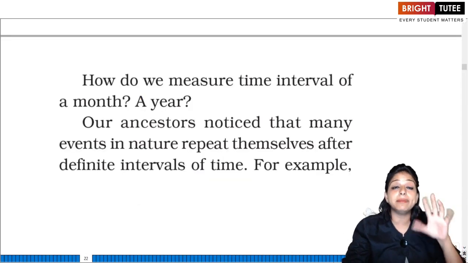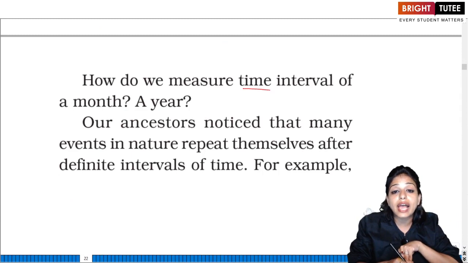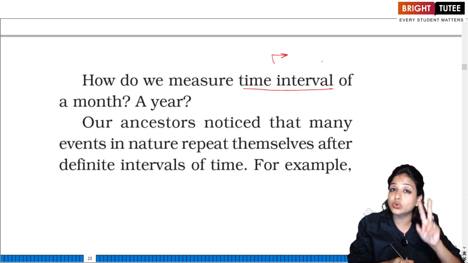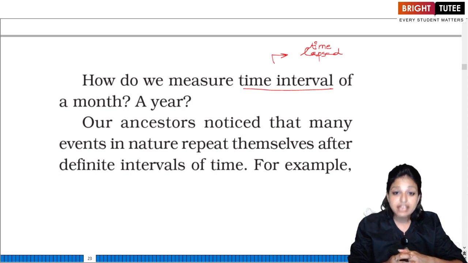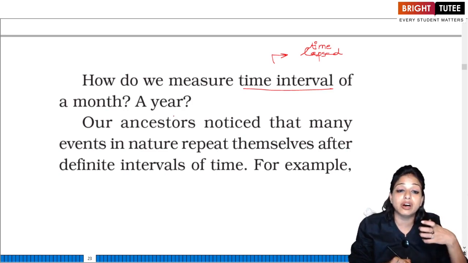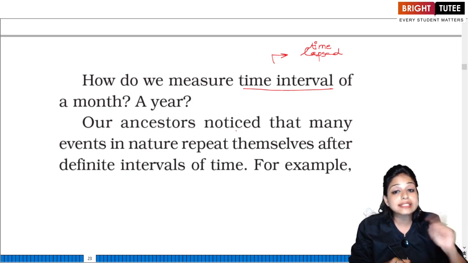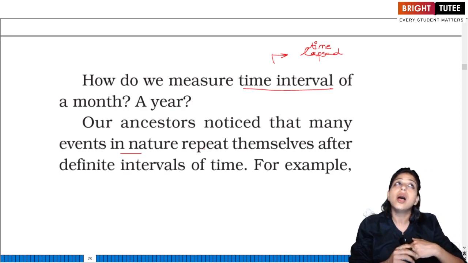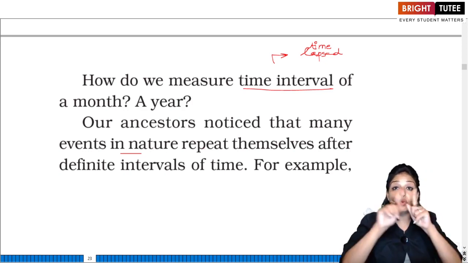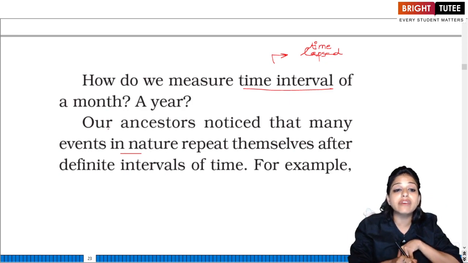Now, to measure the time interval, as I already told, telling time and the time lapse, like how much time has passed, are two different things. So how do we measure the time lapsed? How much time has passed can be measured only when we can tell the speed. So when we talk about the time interval being a year or a month, how do we know? Our ancestors noticed that events in nature repeat. So if I have to tell it's a month, how will I get to know? The moon cycle. So the month was very particularly observed with the moon cycle.